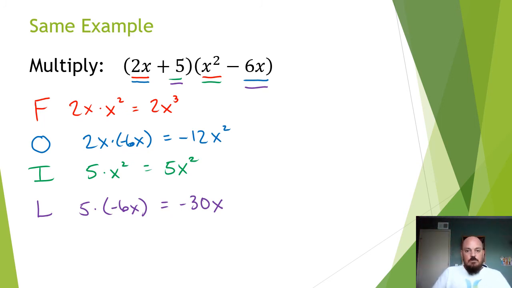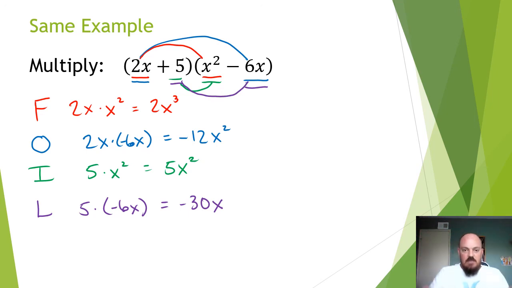Now, all those terms look very familiar because it ends up being the exact same thing. Like when I distributed, the first thing I did was 2x times x squared. That's what I did for F. And then the second, I did 2x times negative 6x. That's what I did for outside. And then the third one, I did 5 times x squared. That's basically what became inside. And then the last one was 5 times negative 6x.